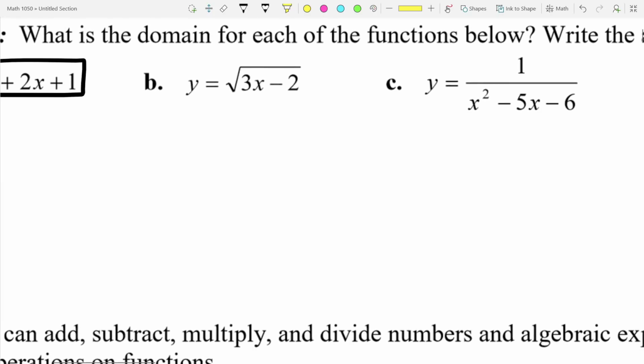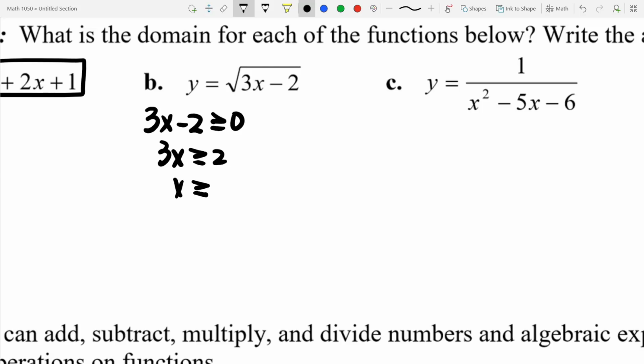Okay, let's do question B. Find the domain. I look for how many things, everybody? 2 things. Everybody in the room tell me, do I have a fraction with an x on the bottom? No. Do I have an even root? Yes, I do. So see in that box where we wrote it? Even root, inside, greater than or equal to 0. So you just go 3x minus 2 greater than or equal to 0. So that gives you 3x is greater than or equal to 2. Divide, x is greater than or equal to 2/3.